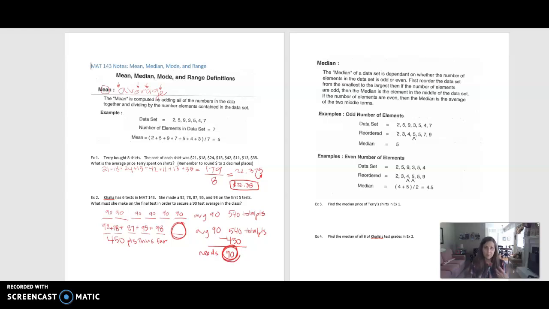Now, there are ways to set up an algebraic equation for this particular example, and you're welcome to do it a different way than I did.